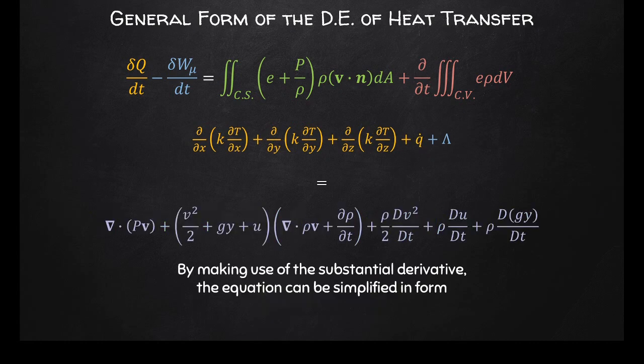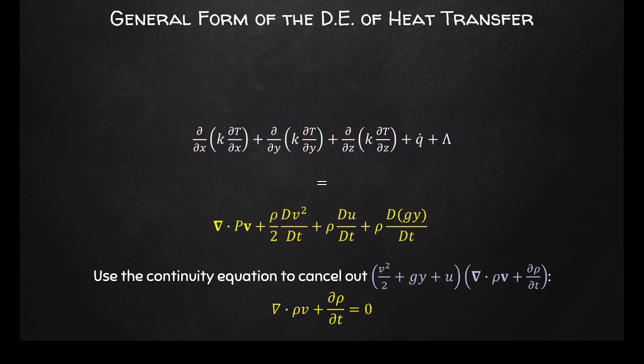Previously, we had a look at the substantial derivative, and in this case we can apply it to this equation in order to condense specifically the right-hand side as follows. We can also make use of the continuity equation and reduce the right-hand side further, as shown.